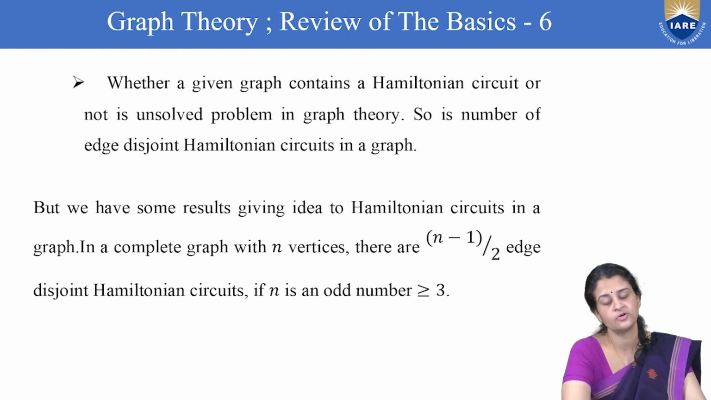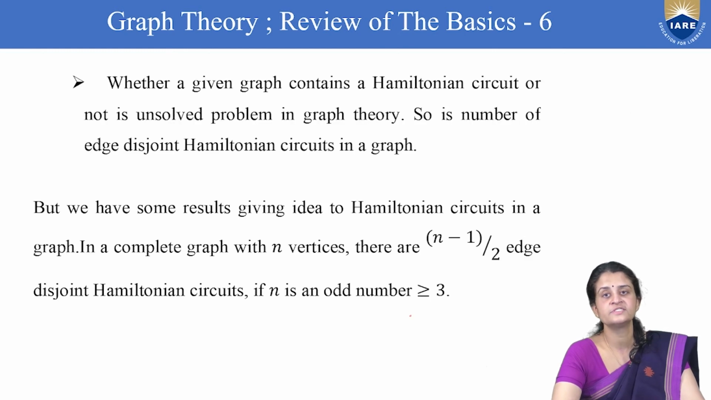And what is the condition for edge disjoint Hamiltonian circuits in a graph? In a complete graph with n vertices, there are (n minus 1) by 2 edge disjoint Hamiltonian circuits if n is odd and n is greater than or equal to 3. That is, for 5 vertices, K5, we have (5 minus 1) by 2, that is 2, edge disjoint Hamiltonian circuits. Okay.